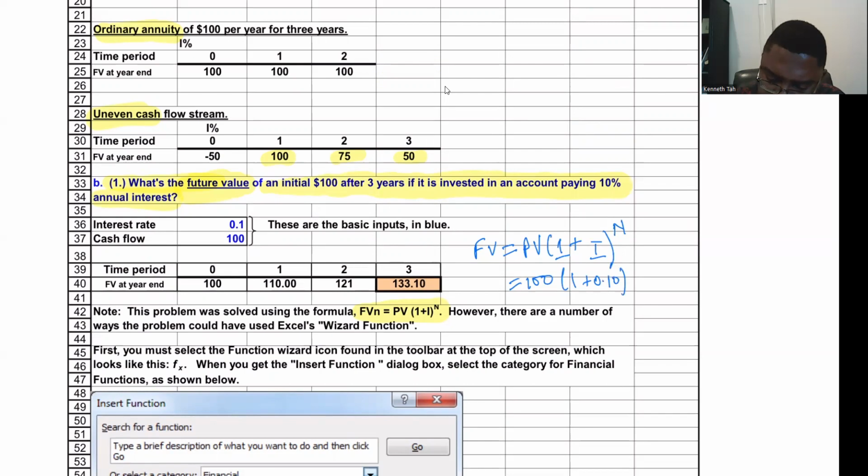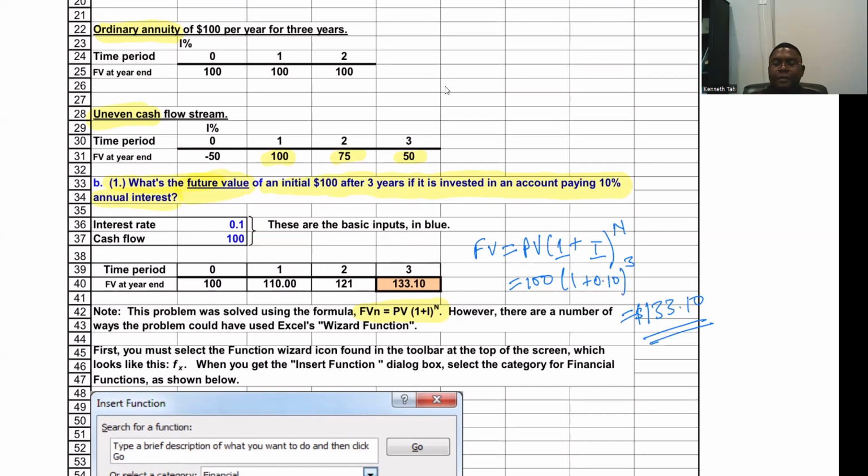So the period n is 3 years. Once we compute that, we should get $133.10. So this is the answer. That is going to be the future value. This is how we compute this problem using the formula.